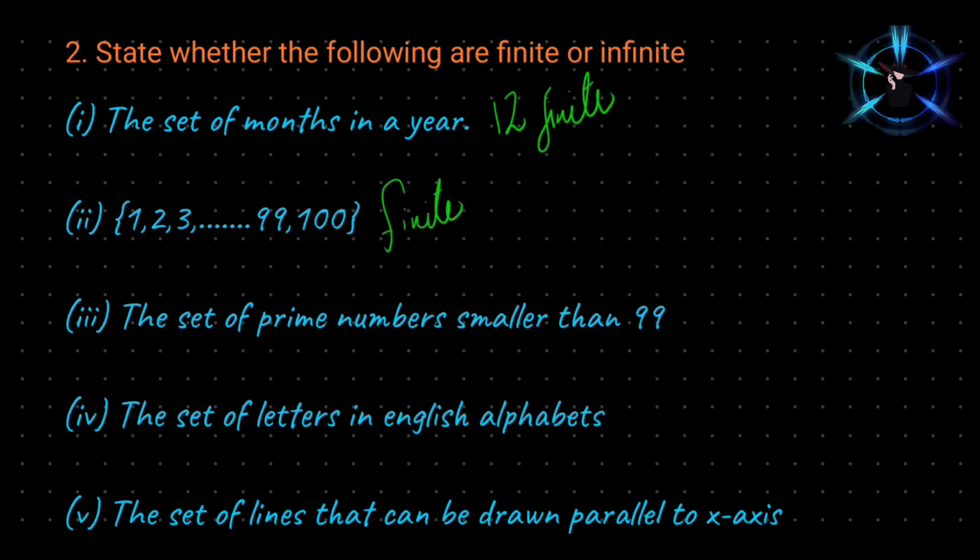Next, the set of prime numbers smaller than 99. This is also giving us the exact limit, lesser than 99. It is countable, right? It is also a finite set. Next, the set of letters in the English alphabet. We know the English alphabet has 26 letters. It is also a finite set.